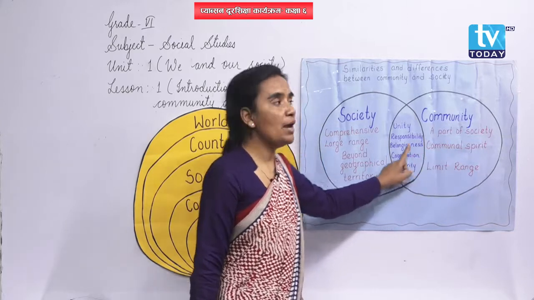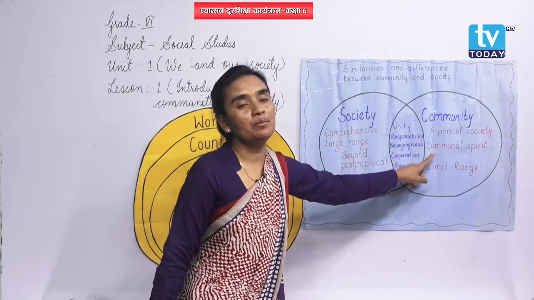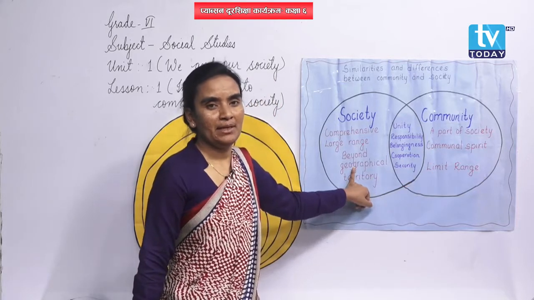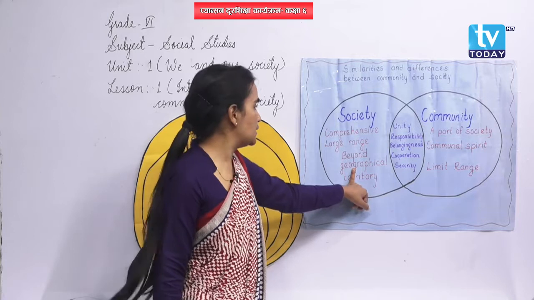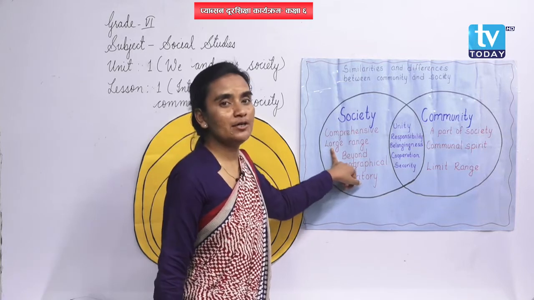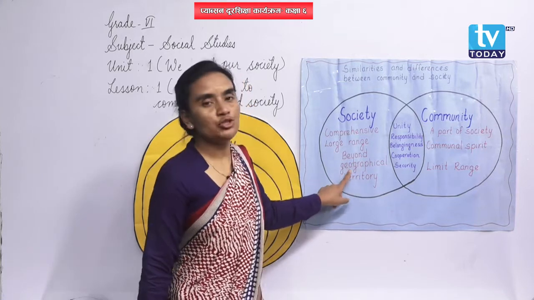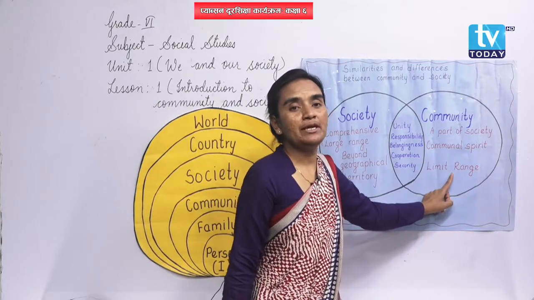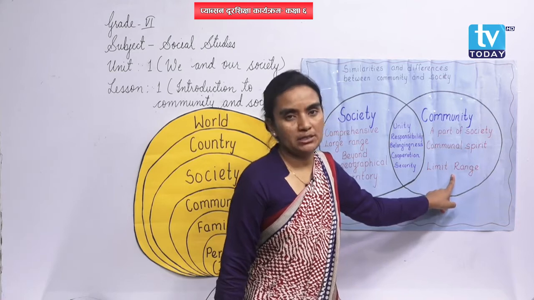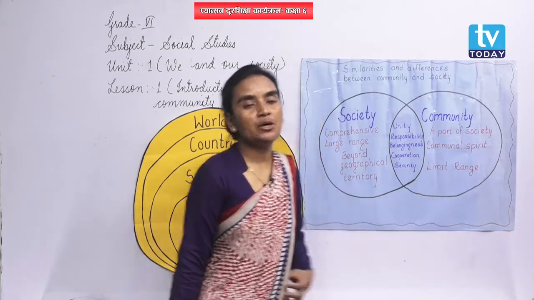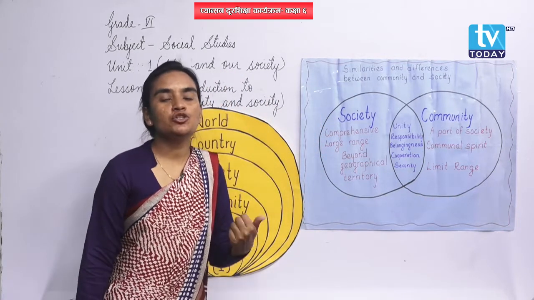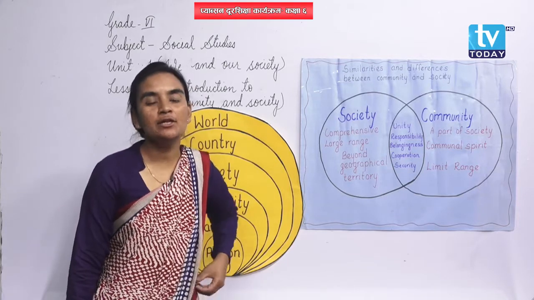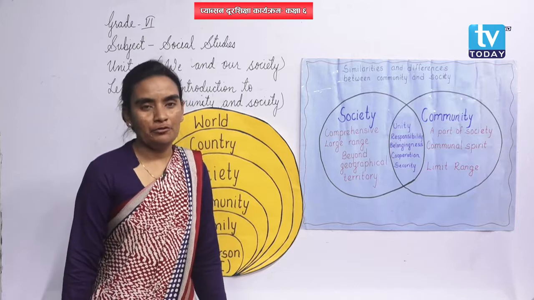Comparing society and community, society has a broad range. It has an unlimited range. It goes for a large range or beyond the geographical territory, but in community we have a limited range. So remember children, community and society both are very important to human civilization and human beings' life.